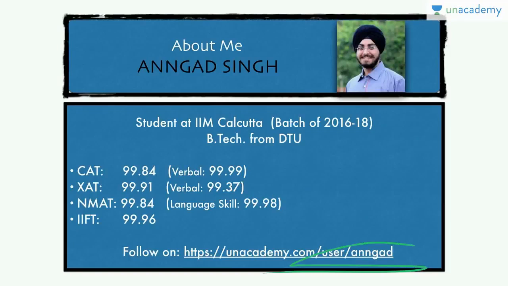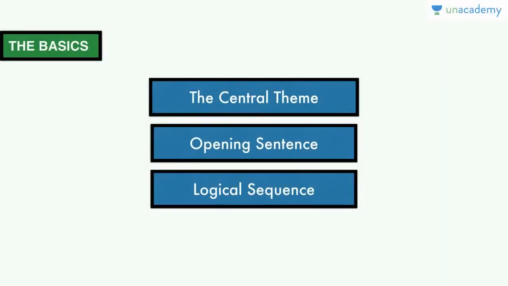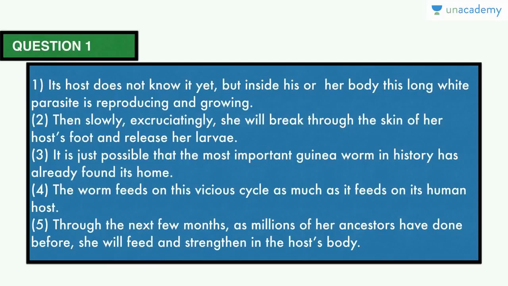Let's get started with lesson 2 on odd one out or sentence exclusion. The basics that we are going to focus on are understanding the central theme, identifying the opening sentence, and finding the logical sequence, if possible, to the paragraph. Let's get started with the questions.